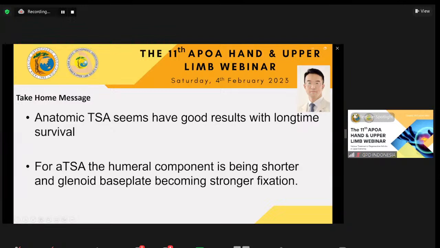And total shoulder humeral components being shorter, glenoid base plate becoming stronger fixation.